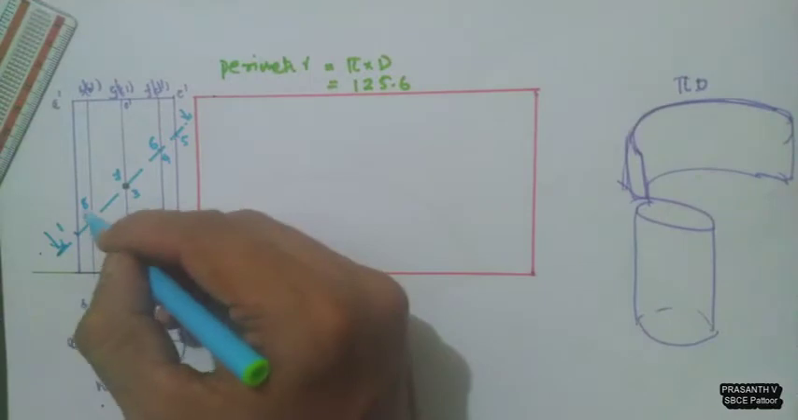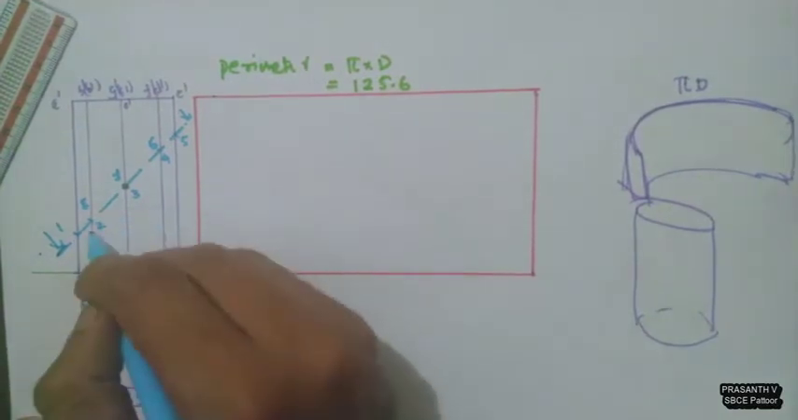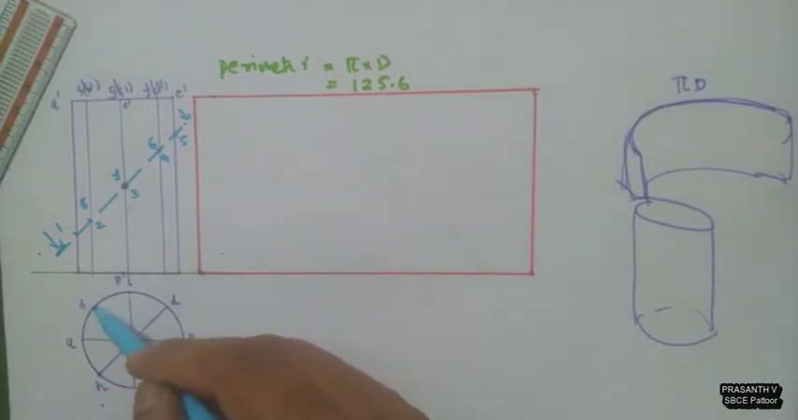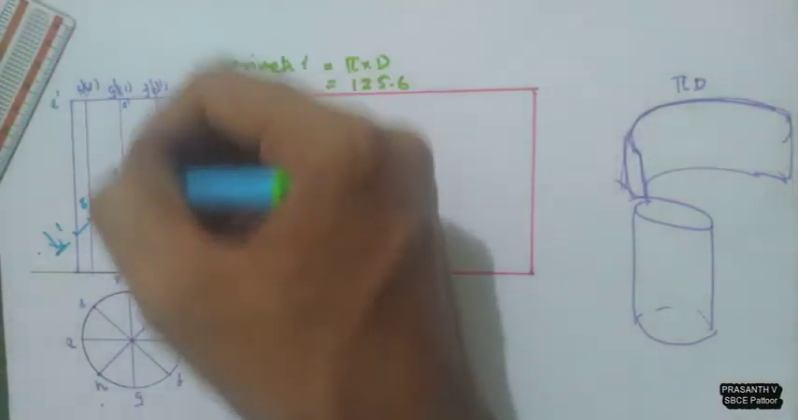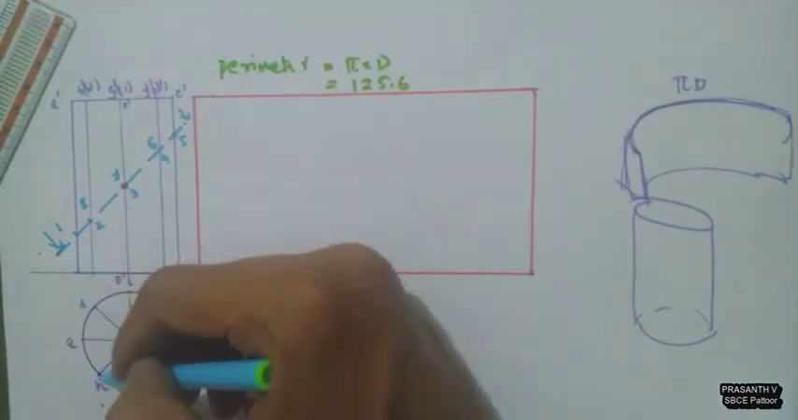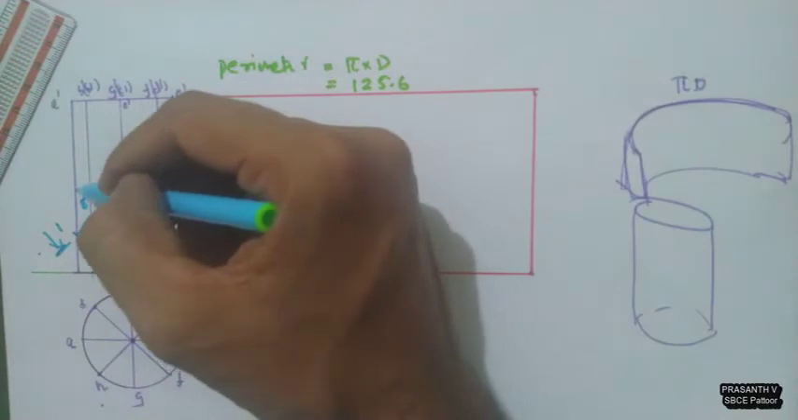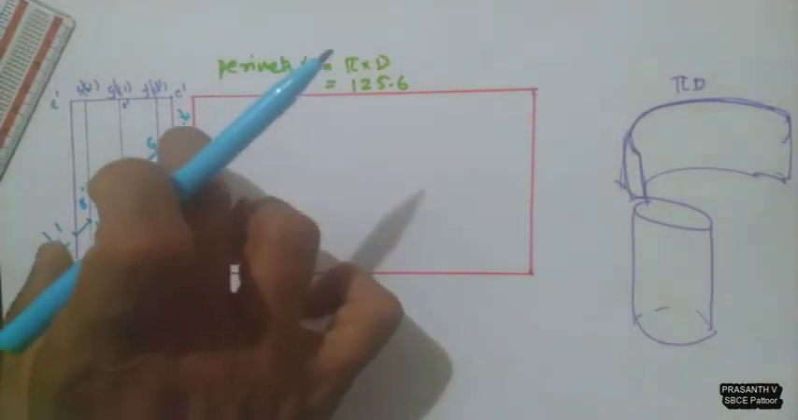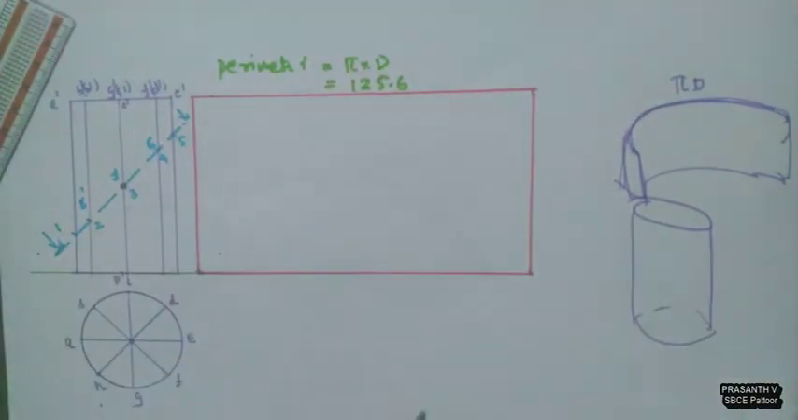Other than the end generators, there will be 2 cutting points. This is the generator line from H and B on this portion, so the cutting point 2 is on generator line H and the cutting point 8 is on generator line B. That's how we obtained 8 cutting points, and we have to project these cutting points in the development also.